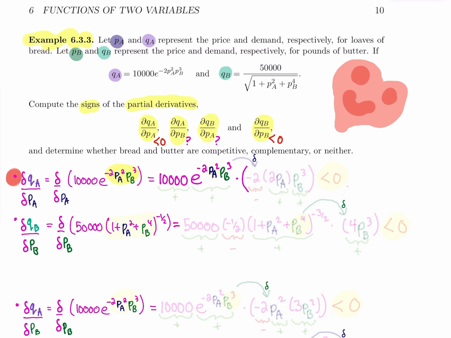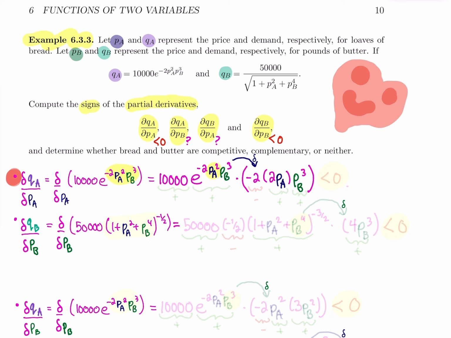But then you need to multiply by the derivative of the interior with respect to PA. And here the only place PA appears is in that PA squared. And we know that the derivative of PA squared with respect to PA is 2PA. So here, minus 2 is just a coefficient. The derivative of PA squared is 2PA. And then the PB cubed is just another coefficient that you keep. And that's my partial derivative of QA with respect to PA.